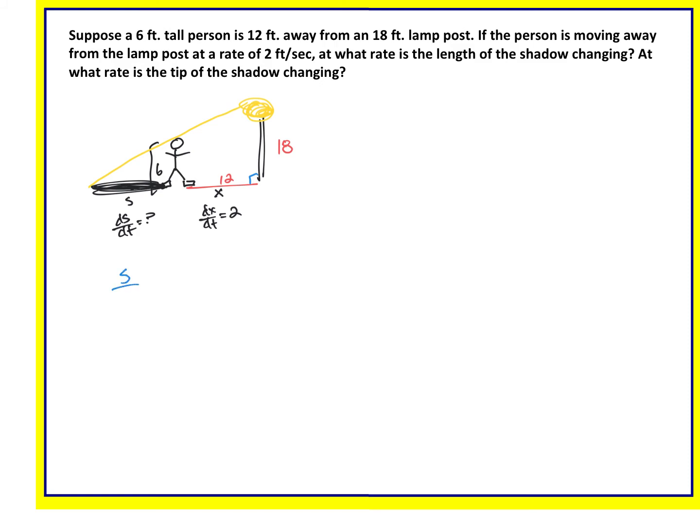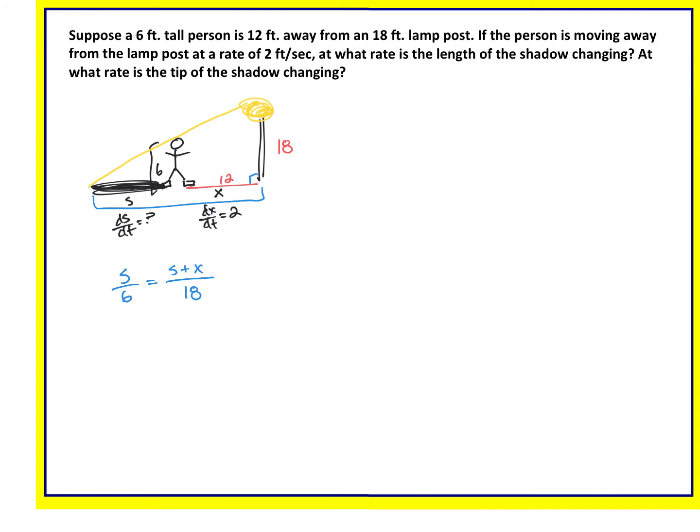So let's do our proportion. I'd have S over 6 is equal to S plus X over 18. Do you see how we made our proportion? This side over 6, and then this side over 18. However, we can't use 12 yet because we're going to be taking derivatives soon. So how do we solve? Cross multiply.